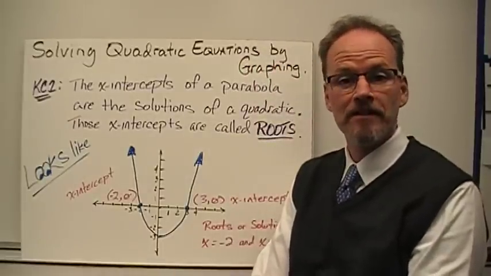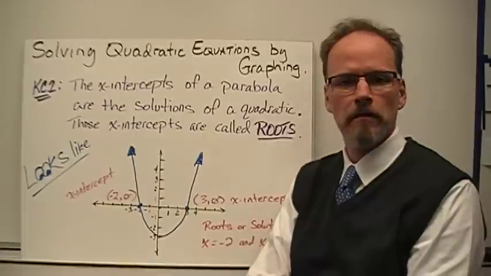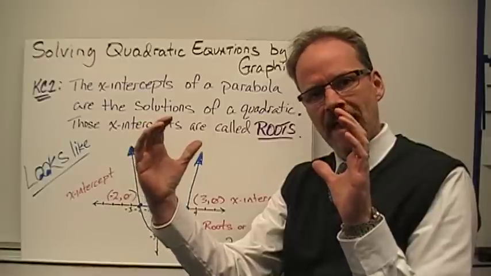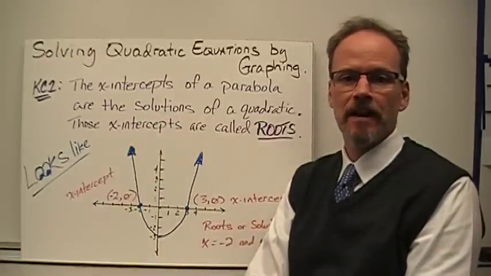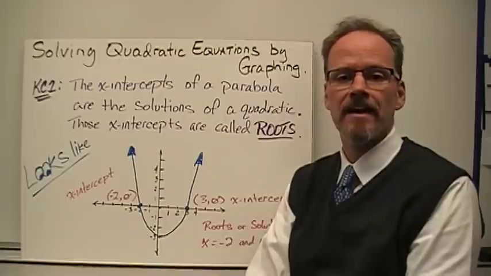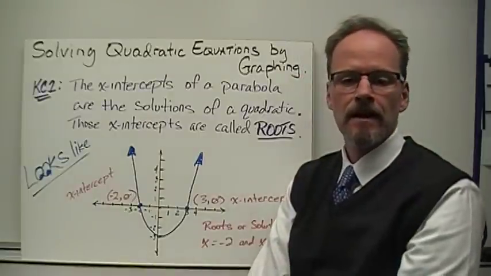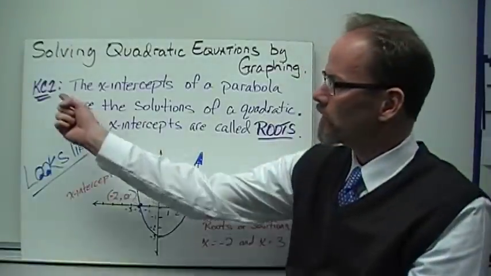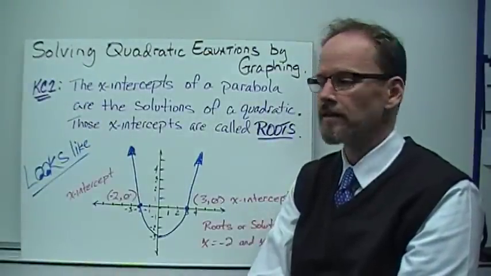Alright, so this video is going to be solving quadratic equations by graphing. That means we're going to take that big long ax squared plus bx plus c equals 0, and we're going to draw a graph, and we're going to use the graph to help us find the solutions. To kick this off, I want you to think of a key concept here. I want you to remember something to help you as we go through the process.